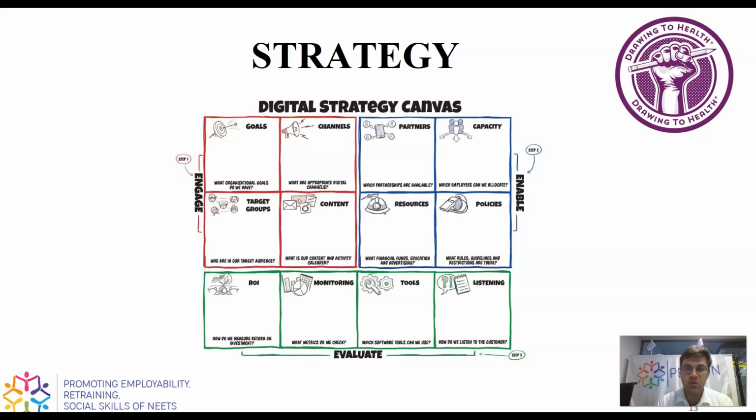So this is done in a digital strategy canvas. Every part is connected into 4 subparts. We will go to that a little bit deeper. Why is it important to have a good strategy? Because a good strategy makes sure that you keep on track of your goals and make sure that you have the right ROI and monitoring during the project.